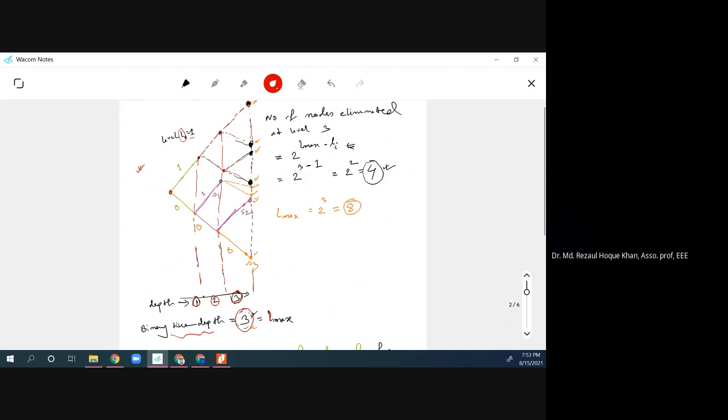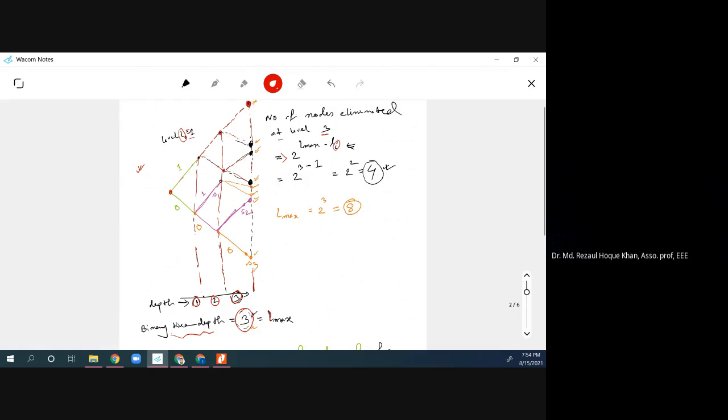L max is the maximum depth of the binary tree. The number of nodes eliminated at level 3 is expressed by this equation: 2 to the power (L max minus Li). Li is the value; for example, in our case Li is equal to 1. So 2 to the power (3 minus 1) is 2 squared, which is 4. So the number of nodes eliminated at level 3 will be 4.